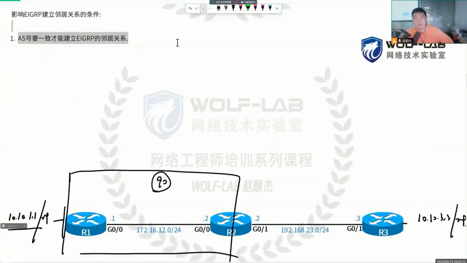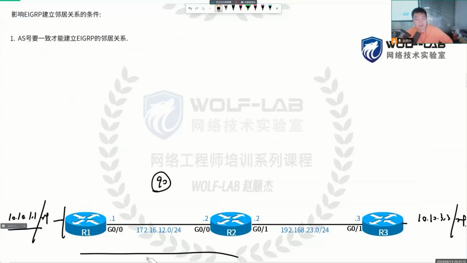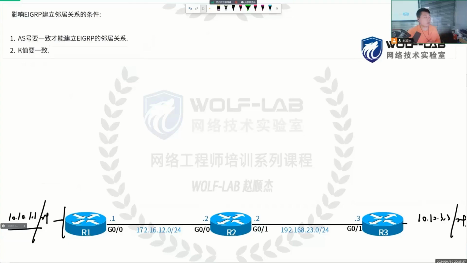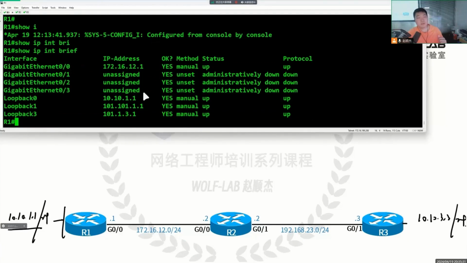To establish a neighbor relationship, this is the first point. This first point, actually few people will make mistakes, so there won't be any big problems. So the second point: the K values must be the same. So what is the K value?